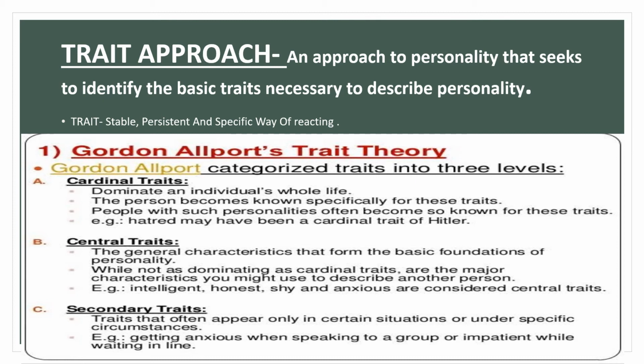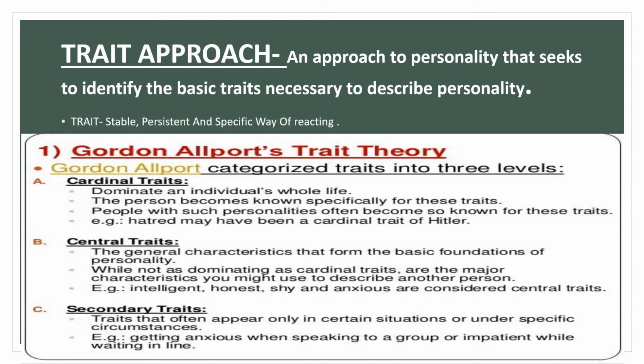The persons are specifically known for these traits. Now next is central traits. Central traits are those characteristics or attributes which are the foundation of our personality, though they are not as dominating as the cardinal traits, but they may be used to describe another personality. For example, intelligent, honest, shy, anxious are central traits.